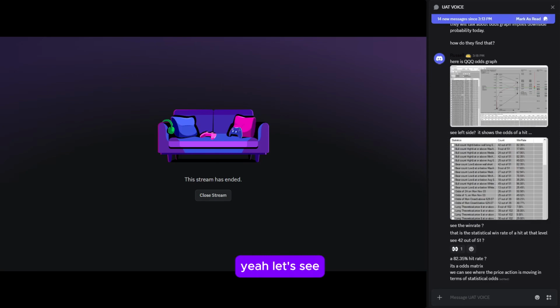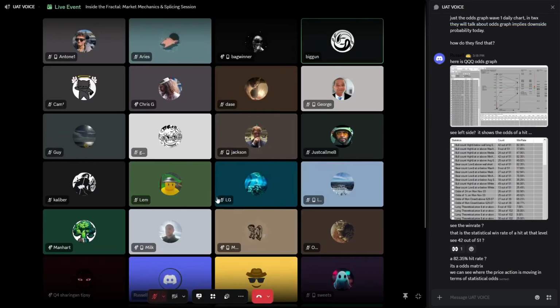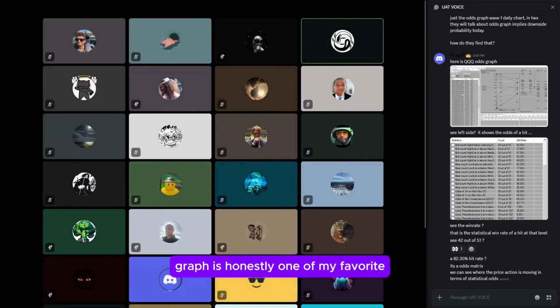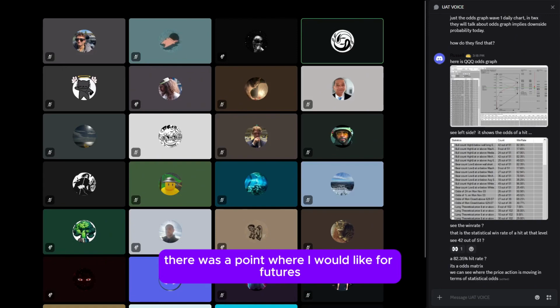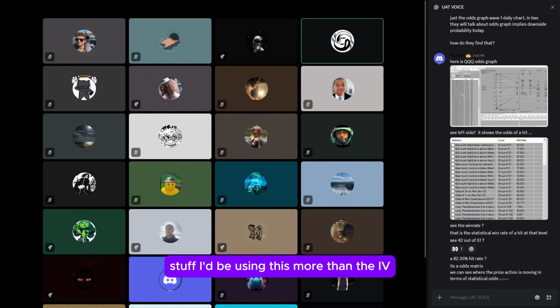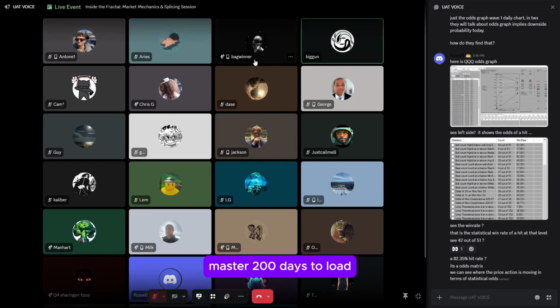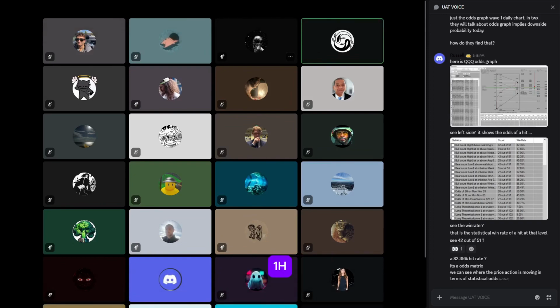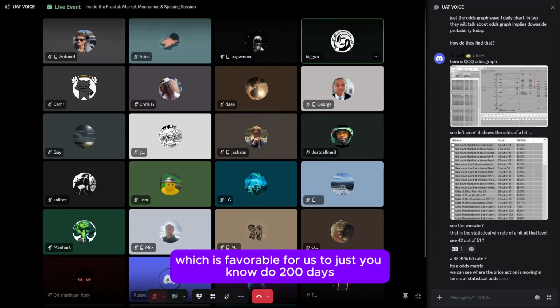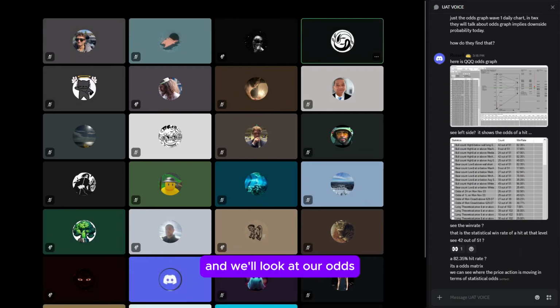Let's see. Gosh, the odds graph is honestly one of my favorite tools in the system. For my own private trading, it's something I like out of the Spread Monster. There was a point where, for futures-related stuff, I'd be using this more than the IV. So let's go into our typical Wave One daily Spread Monster, 200 days to load, since we're at a 1H, which is favorable for us to just do 200 days. And we'll look at our odds graph.